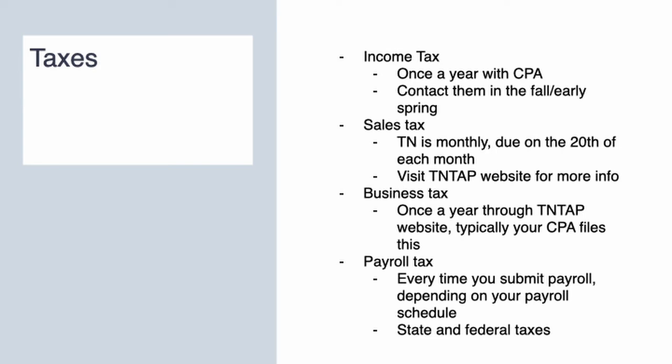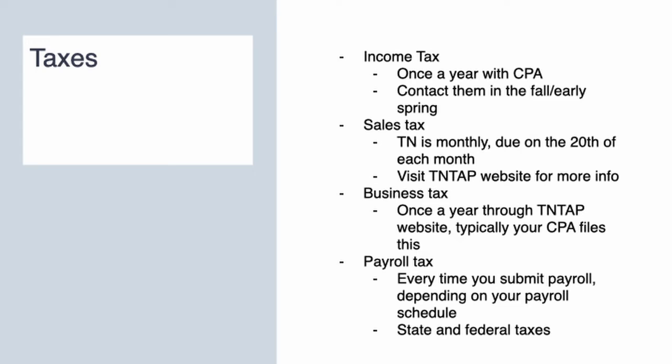Taxes. I'm just going to very briefly go over the four pretty major ones. Income tax is what you file once a year with your CPA by April 15th. I always recommend that you contact them in the fall or early spring, because the later you contact them, the higher their rates are going to be. Sales tax, if your business qualifies, is actually due monthly and it's different for every state. Tennessee is due monthly on the 20th of each month, and if you need any more information on that, you just go to the TNTAP website.